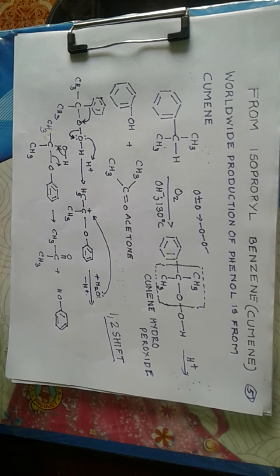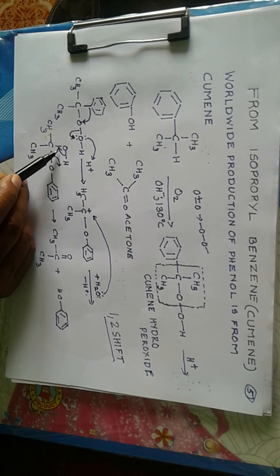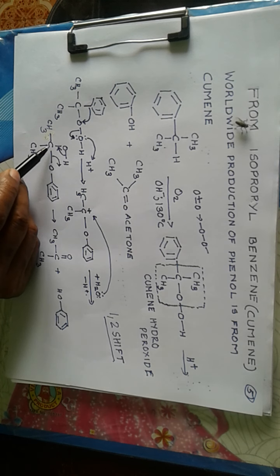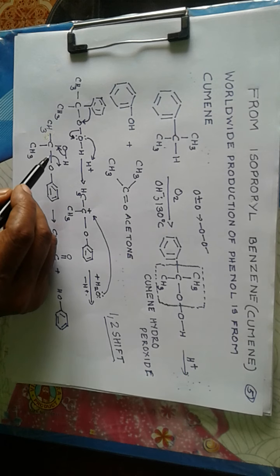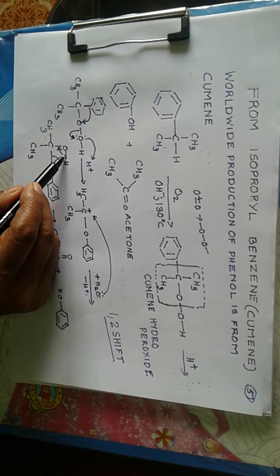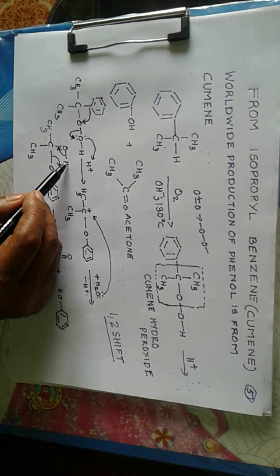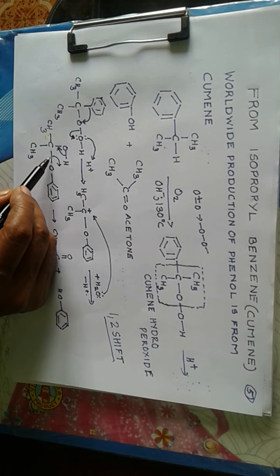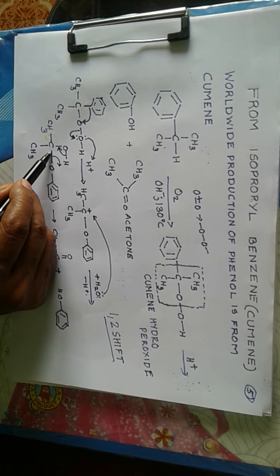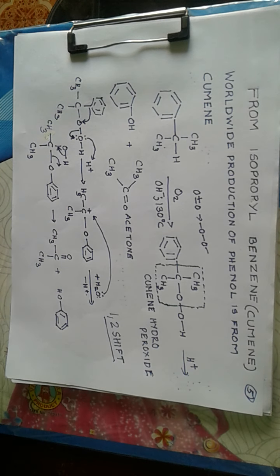Now this bond rotates through 90 degrees, so that C double bond O is formed. Then the valence of carbon increases. To decrease the valence, this bond rotates to 90 degrees and forms a bond between H and O. Here when this bond is shifted, we get H positive, and when this bond is shifted, the charge of H positive is neutralized because the share of this carbon is given to hydrogen. So we get acetone and phenol.